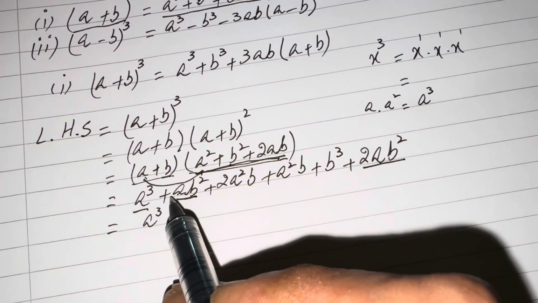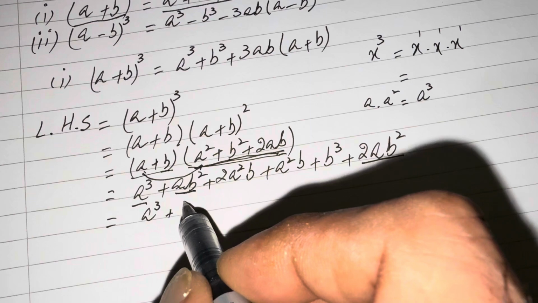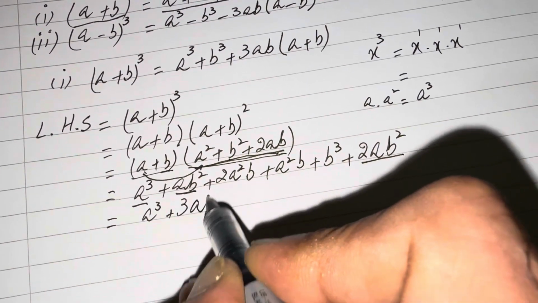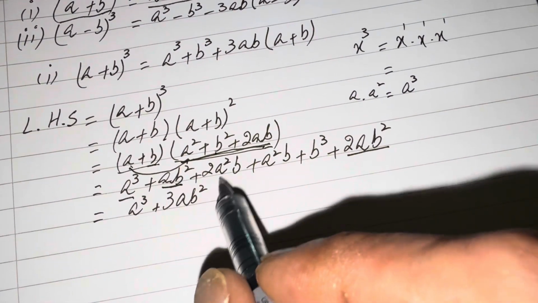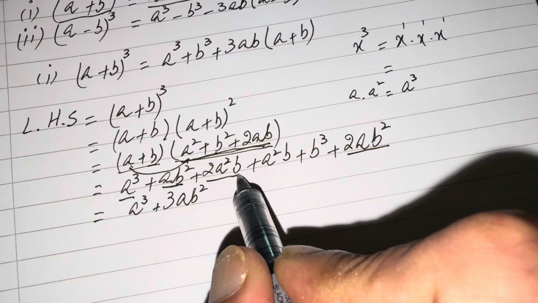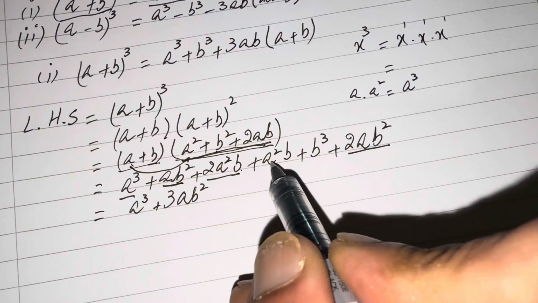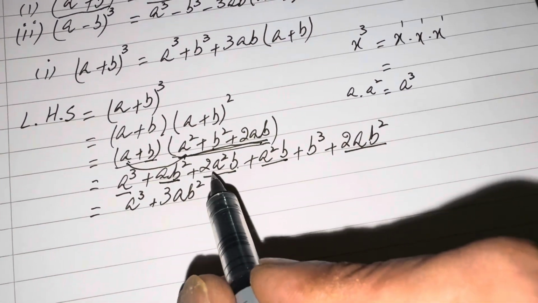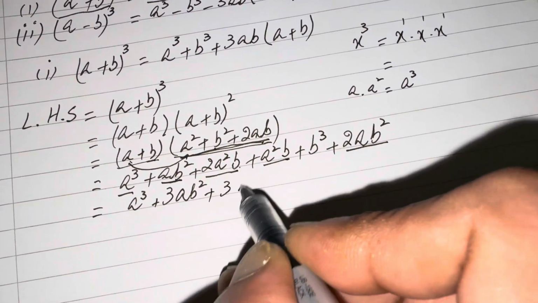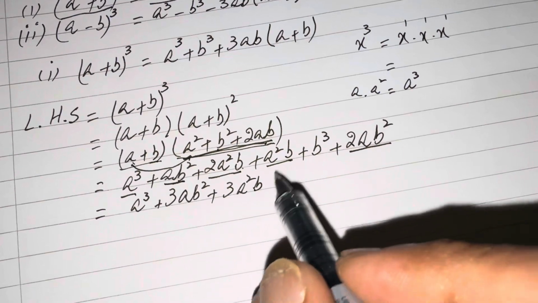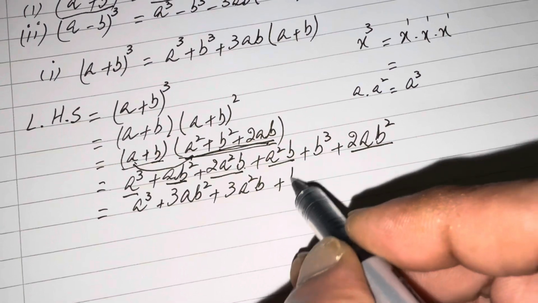So 1ab square and 2ab square will equal 3ab square. Now check the third term, 2a square b, and is there any a square b? Yes, this one, a square b. So 2a square b and 1a square b will be equal to 3a square b. So this also got added. Now what is left with you? Plus that b cube.